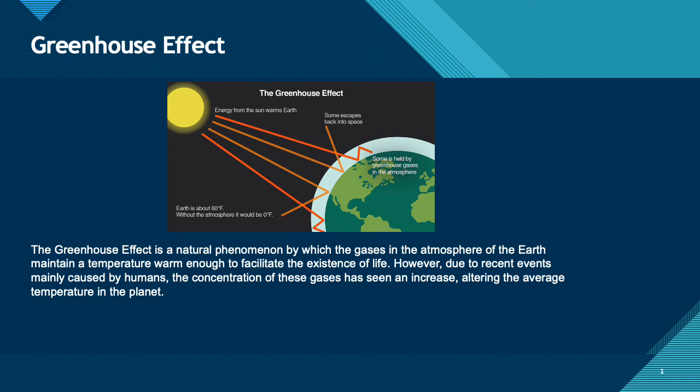The greenhouse effect is a natural phenomenon by which the gases in the atmosphere of the Earth maintain a temperature warm enough to facilitate the existence of life. However, due to recent events, many caused by humans, the concentration of these gases has seen an increase, altering the average temperature in the planet.